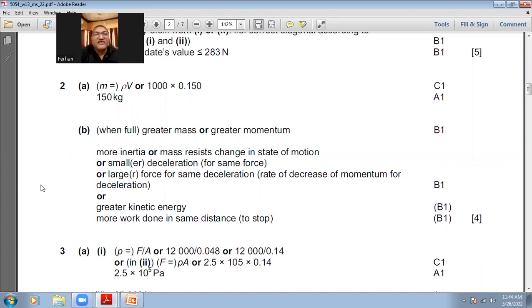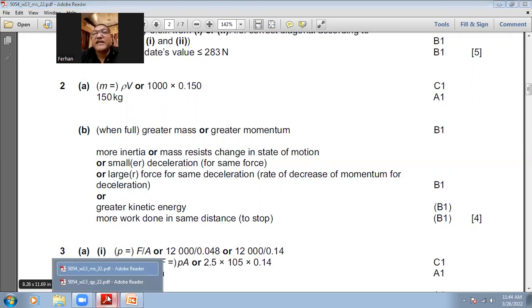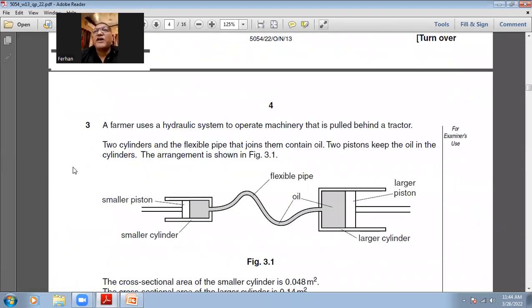And same I suggest for you, that whenever you have solved any question paper, just go and check its answers, compare it with the marking scheme. Okay, so let's go to the next part.